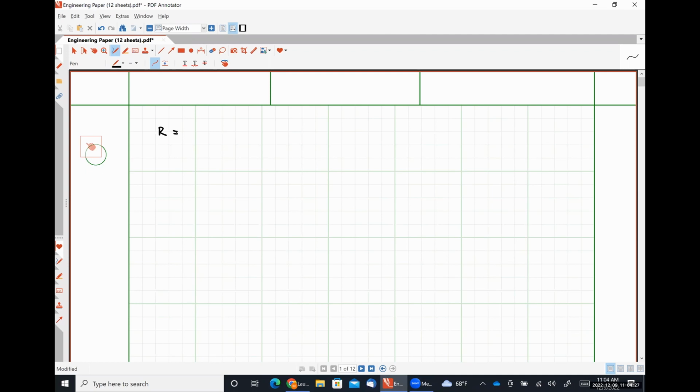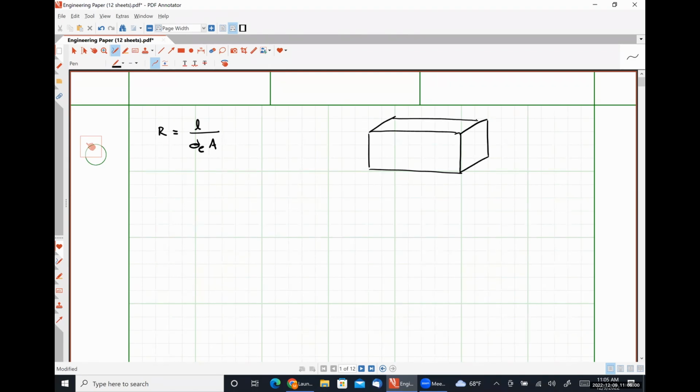Okay, so resistance as a function of geometry can be defined as length divided by electrical conductivity multiplied by cross-sectional area A. So if we have a rectangular beam, or a rectangular section of material like so, where we are going to make the assumption that the current that's passing through is in this direction, our cross-sectional area A is here.